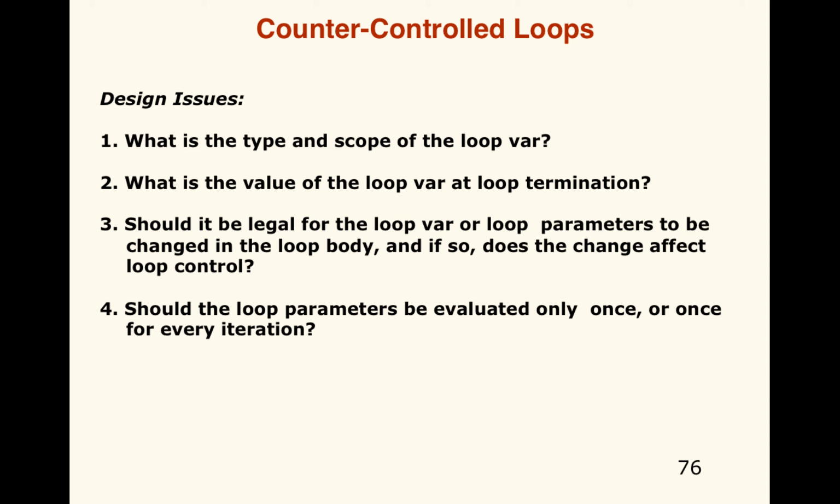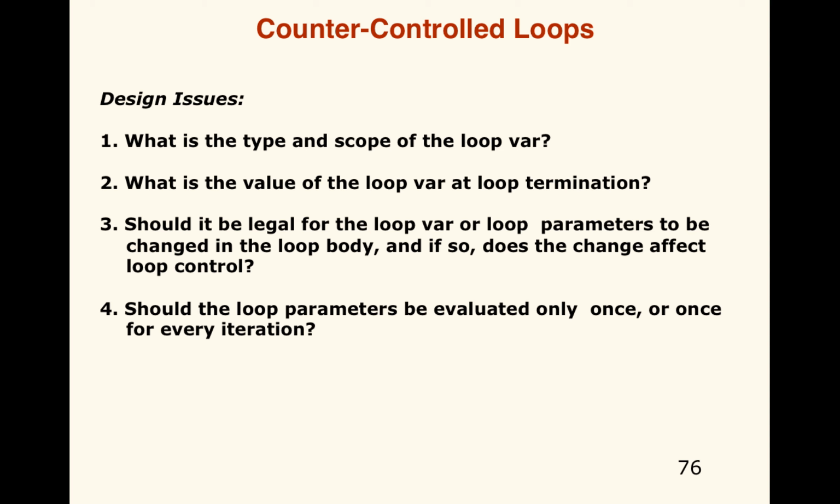In the C language, the most common, the most famous counter-controlled loop is the for loop. For i equals 0, i less than 10, i++. That's a counter-controlled loop. It's in 99.9% of all your languages. We can rely on that loop being part of the language.